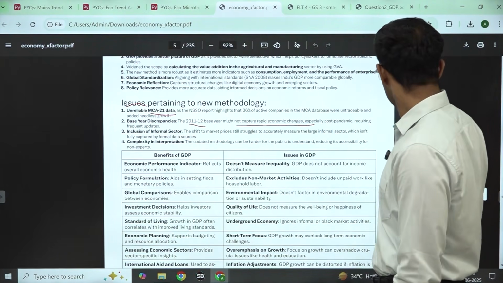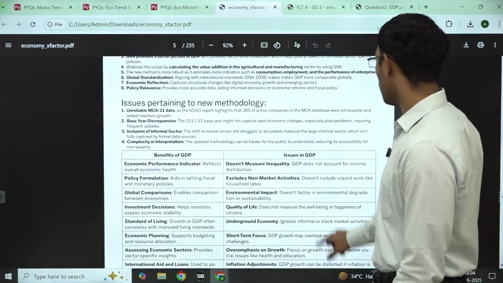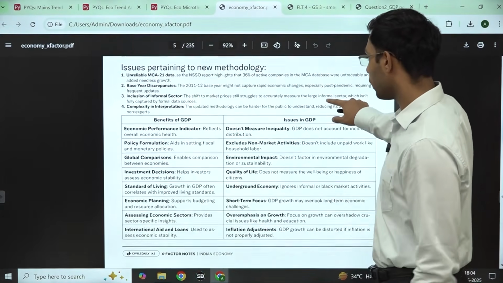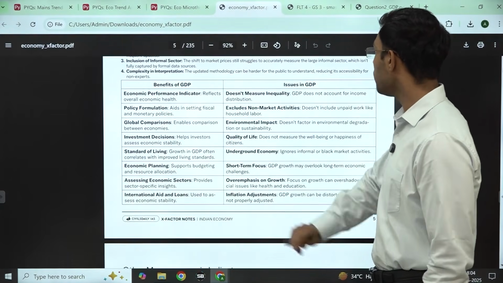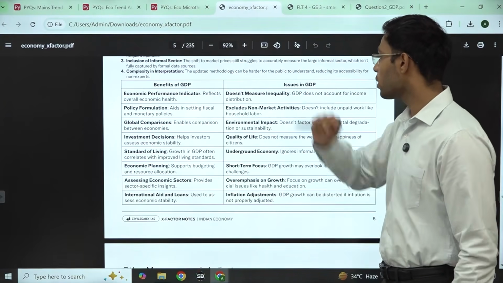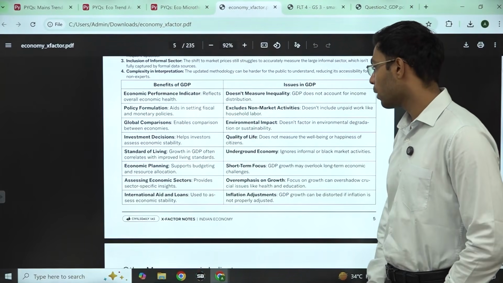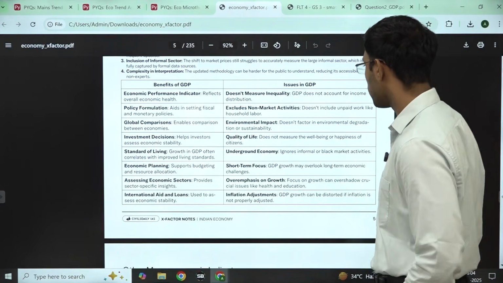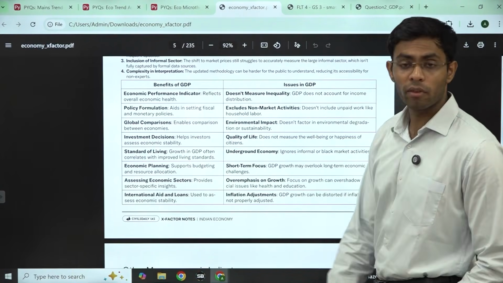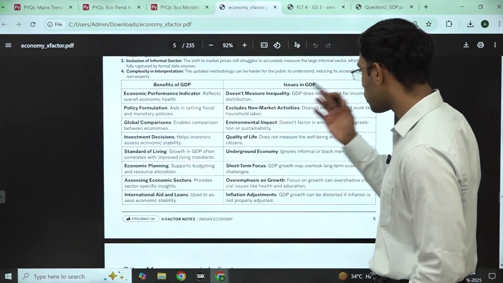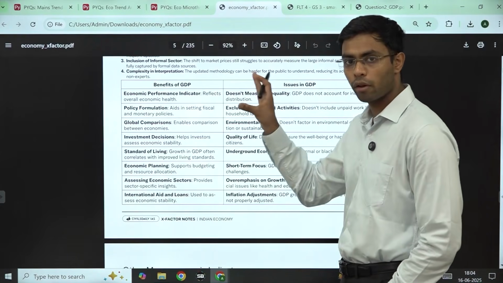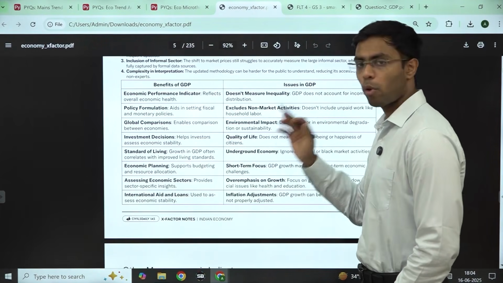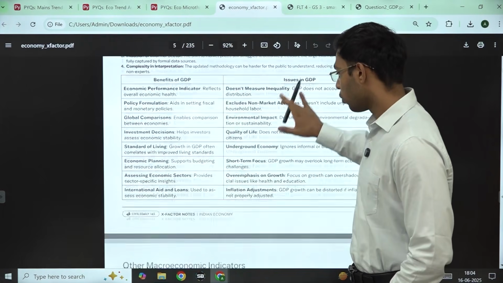Okay, so apart from this, like I said, what are the benefits of GDP, issues of GDP? It doesn't measure inequality, excludes non-market activities, quality of life is not measured, environmental pollution is not captured in this, right? So there's a concept of green GDP now. All these things will figure into this kind of micro theme: benefits, issues, positives, negatives, way forward for that matter.